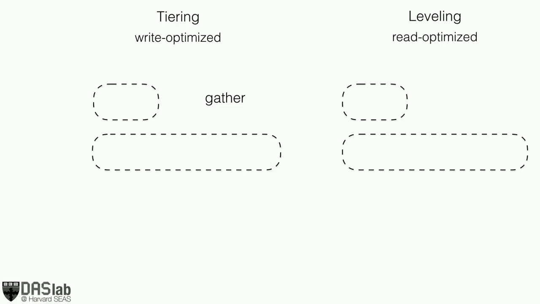On the other hand, with a leveled LSM tree, a merge operation occurs at a level as soon as a new run comes in from the previous level. So a new run comes in, you're doing a merge operation. That restricts the overall number of runs at each level to just one. And then if the size of the resulting run now exceeds the size of the level, we flush that onto the next level.